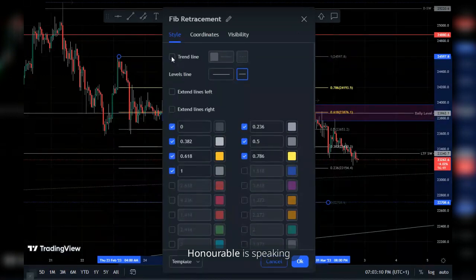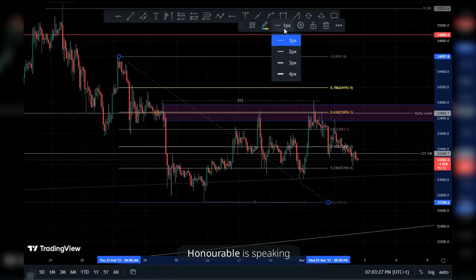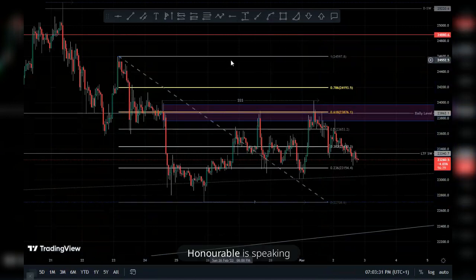So I personally don't use this, but I'm going to turn this on now for the sake of this tutorial so that newbies can understand what I'm saying. You see this trend line, so I'm going to turn it on now. So I'm going to save this. Then yeah, let me make this line a little bit bold. Okay, so I believe this is clear.